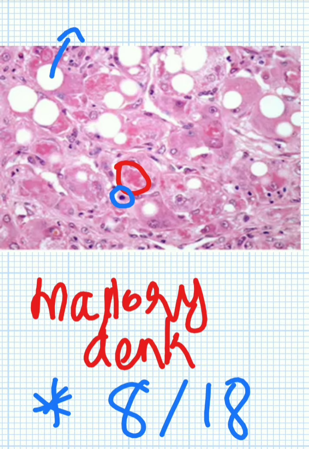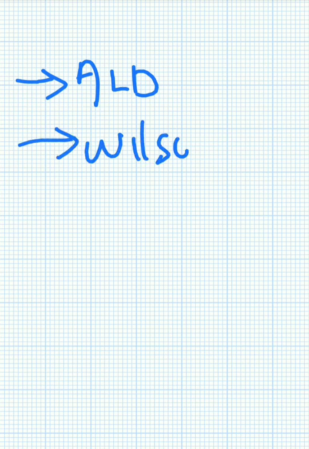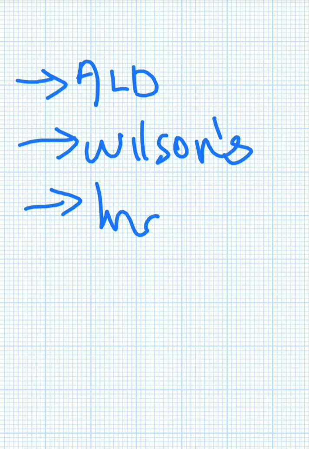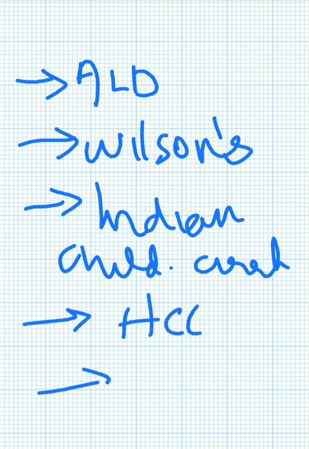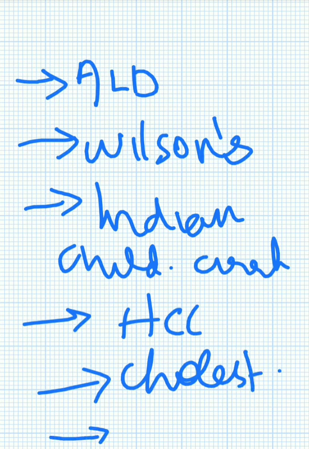Councilman bodies are seen in viral hepatitis, and Mallory Denk bodies you can see in a lot of cases. One such condition is alcoholic liver disease. You can see them in Wilson's disease also, and then in Indian childhood cirrhosis. You can also see them in hepatocellular carcinoma, in cholestatic disorders, and in primary biliary cirrhosis.